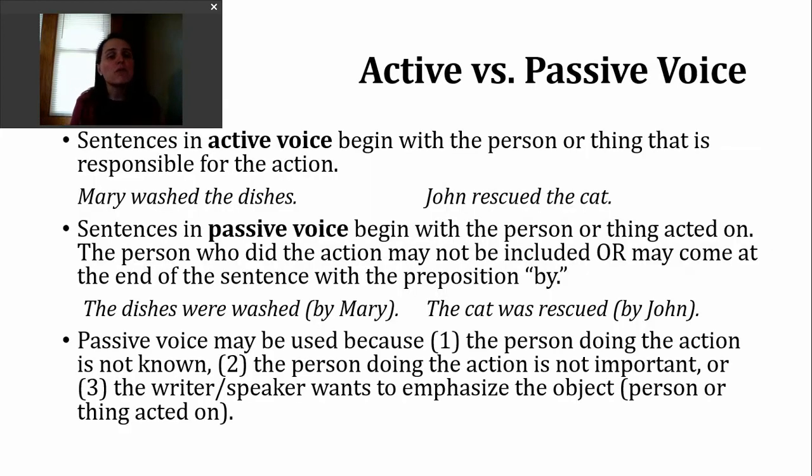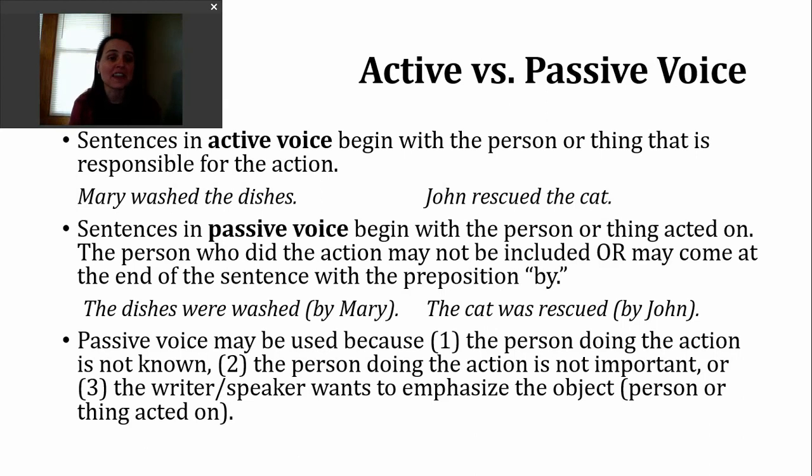Okay? Before we look at some more examples of using advise in sentences, I want to talk a little bit about active voice and passive voice. That's going to be our focus this week. So as we've practiced verbs for the 3 previous weeks, all of our sentences have been in active voice. And an active voice sentence begins with the person or the thing that is responsible for the action.